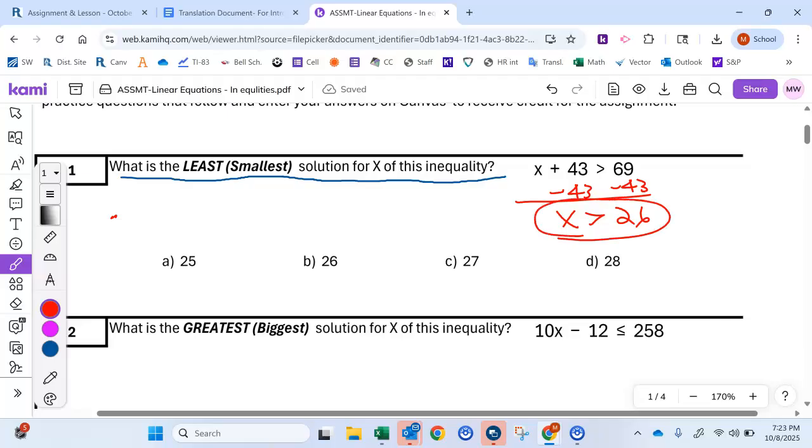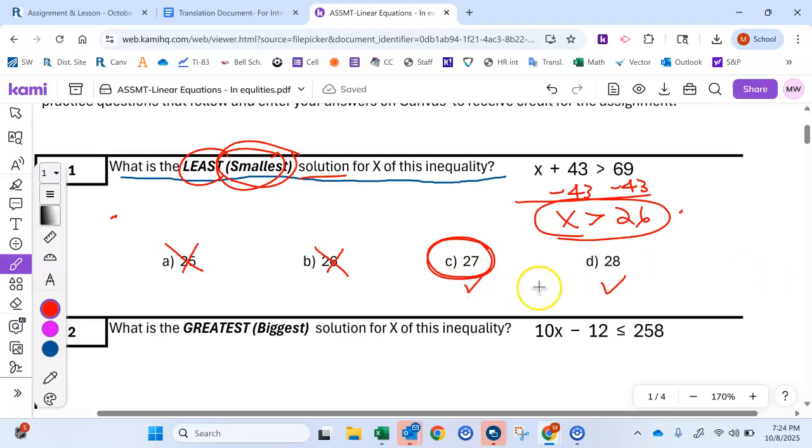And then we're looking for the smallest solution, or the least solution. So that's the smallest number, but it still has to be greater than 26. Is 25 greater than 26? No. Is 26 greater? No, it's equal, but it's not greater. Is 27? Yes, so that's a solution. 28? Yes, but we're looking for the smallest, so we're going to pick choice C, okay? So that's the first way to do it.